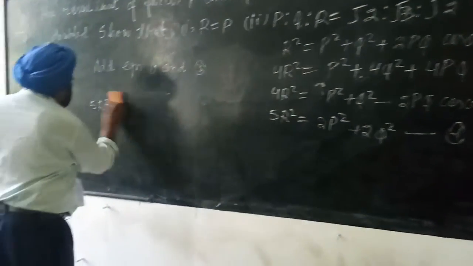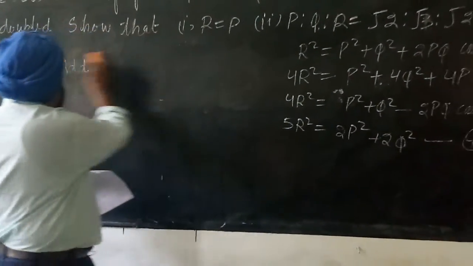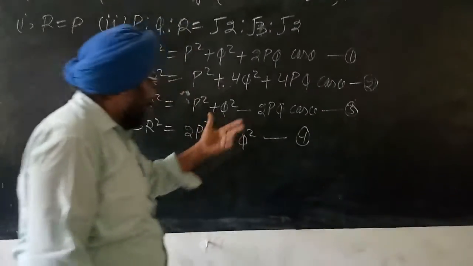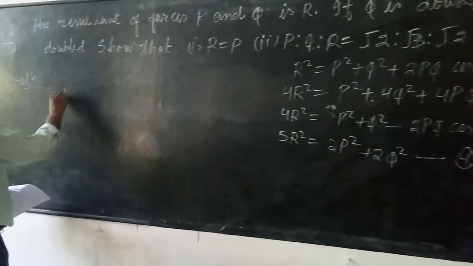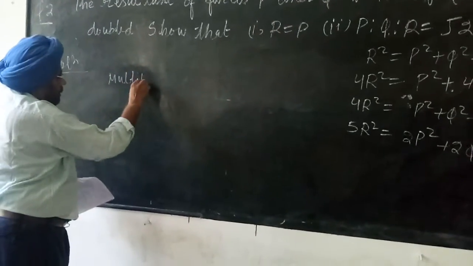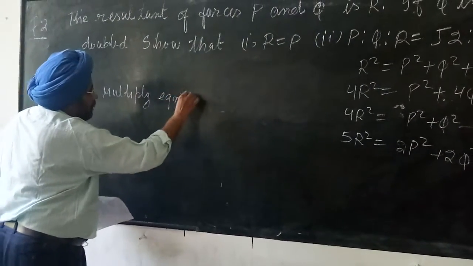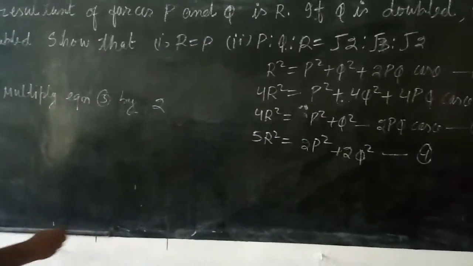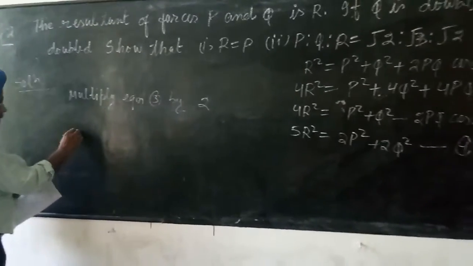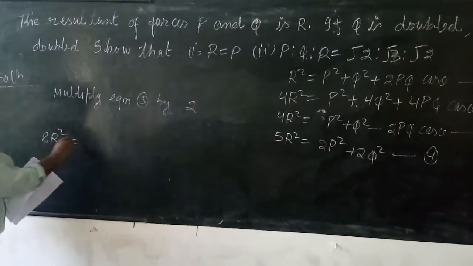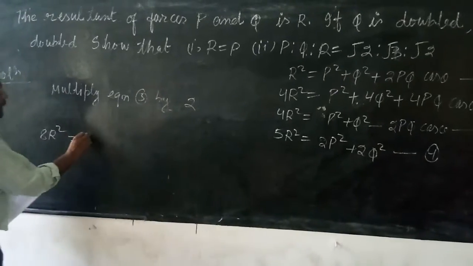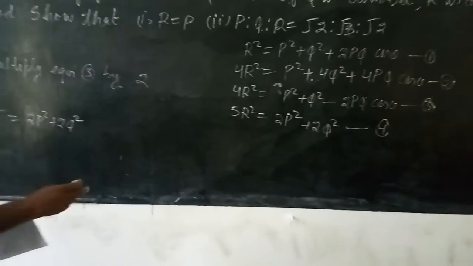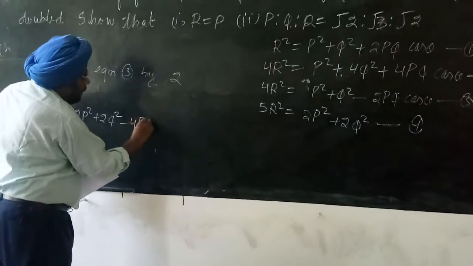Then multiplying equation 3 by 2, we get 8R square is equal to 2P square plus 2Q square minus 4PQ cos theta.